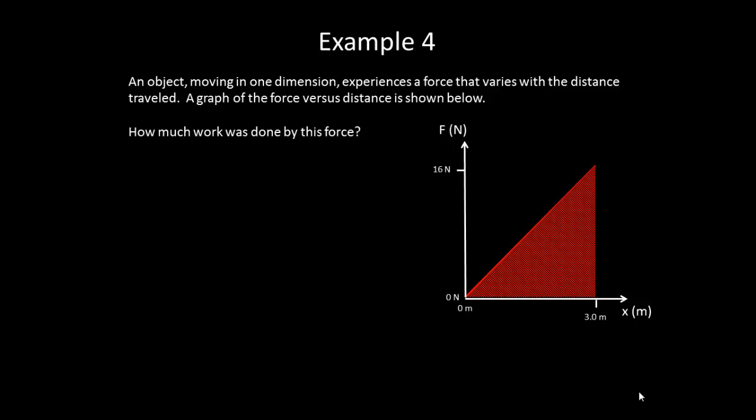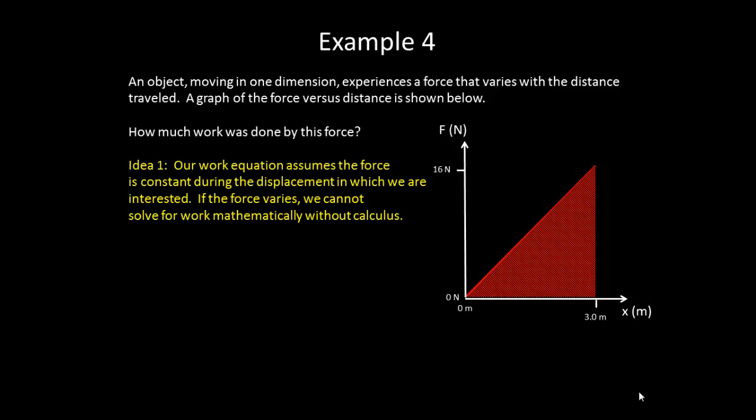Let's end this video with one last example. An object moving in one dimension experiences a force that varies with the distance traveled. A graph of the force versus distance is shown below. How much work was done by this force? Well, there's kind of a problem. Our work equation assumes that the force is constant during the displacement in which we are interested. If the force varies, we cannot solve for work mathematically without using calculus.